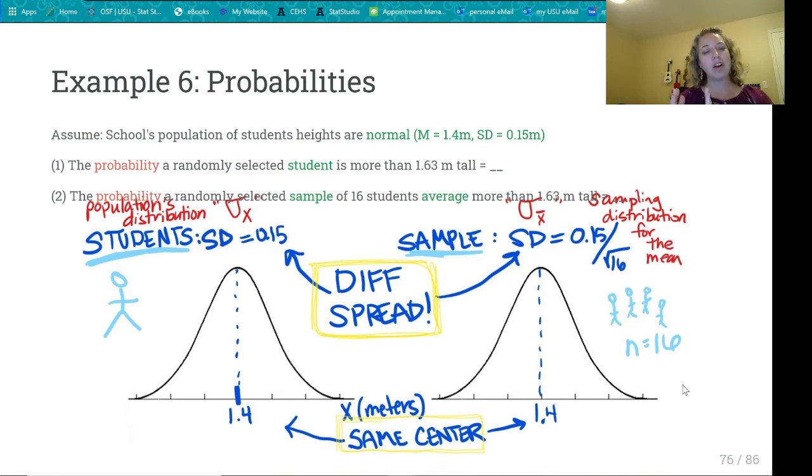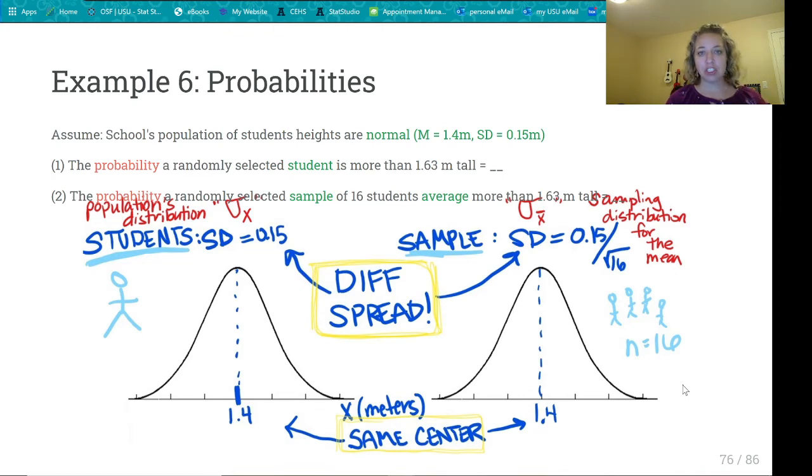How much narrower? Well, you take the original standard deviation of 0.15 and divide by the square root of the sample size. So the key here: a sampling distribution has a sample, so it has a sample size associated with it. So I've written several different things down here.